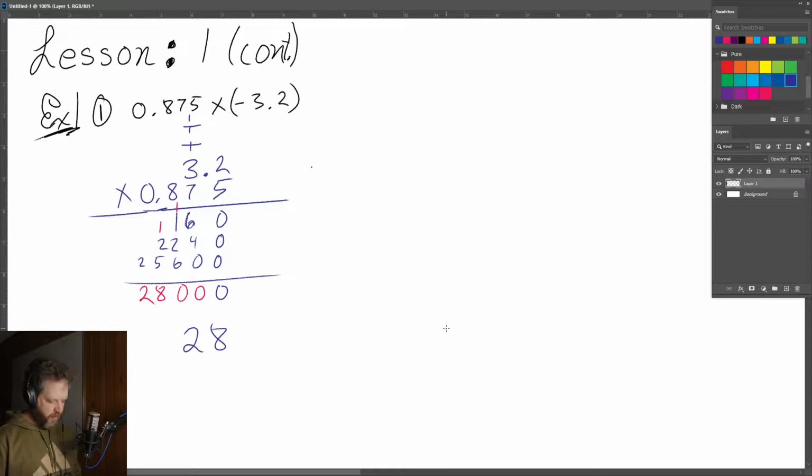How many do I move over the decimal? We do move over 4. Where'd you get that number from? Absolutely. So our final answer is 2.8.